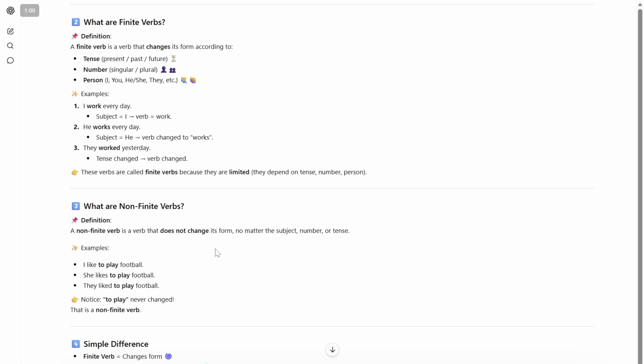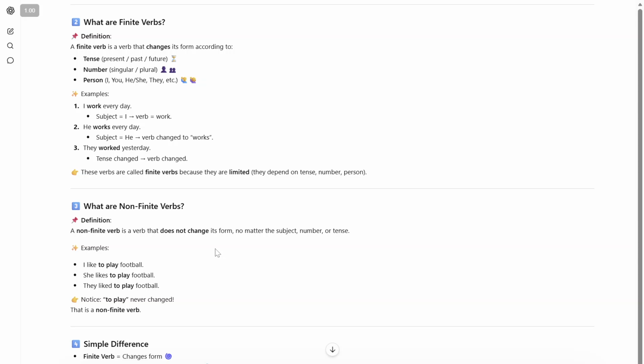What are non-finite verbs? Definition. A non-finite verb is a verb that does not change its form, no matter the subject, number, or tense. Examples. I like to play football. She likes to play football. They like to play football. Notice, to play never changed. That is a non-finite verb.